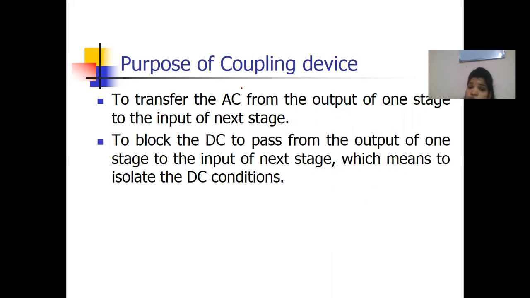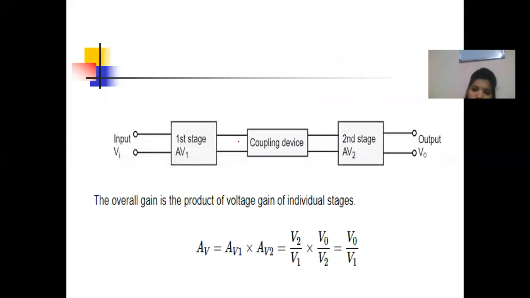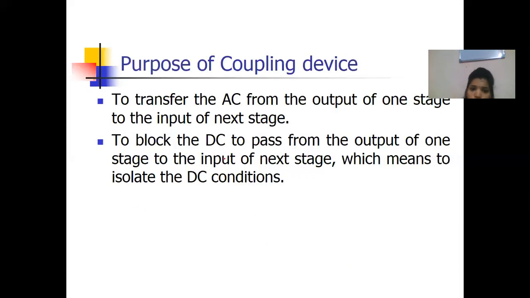See clearly, we want amplification, and amplification is done on the AC signal. If you remember, DC biasing was used to calculate the Q point and AC was used for the voltage and current gain. So we want to pass AC only, not the DC. The role of the coupling capacitor or coupling device is to transfer the AC from the output of one stage to the input of the second stage, and to block DC from the output of one stage to the next stage and pass the AC. That is the purpose of a coupling device.